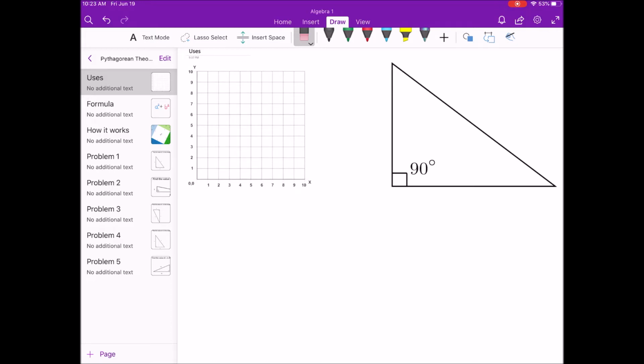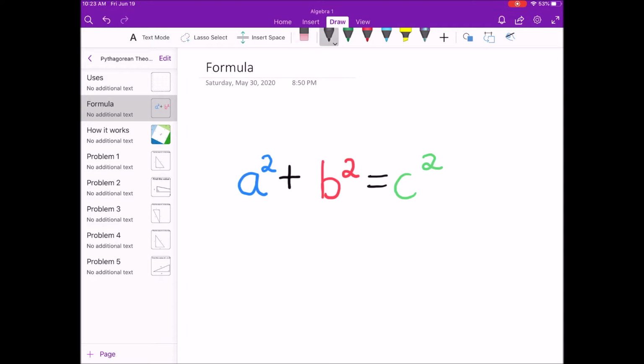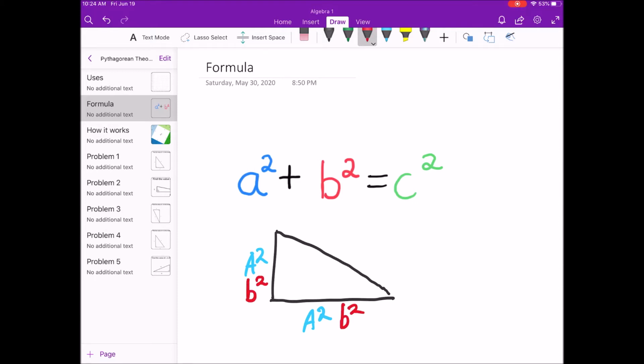So, the formula. Here we go. The formula is a squared plus b squared equals c squared. And what we mean by that, let's make a triangle here. The triangle doesn't look like it, but we can make it out of this. There we go. A squared can be either one of these sides. It could be a squared over here or a squared over here. This is b squared. It can be either side as well. But the only one that's c squared is the hypotenuse. This is c squared.